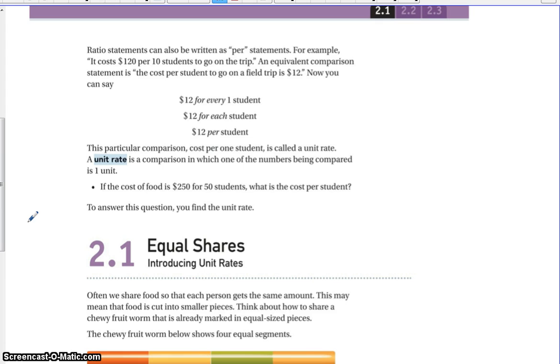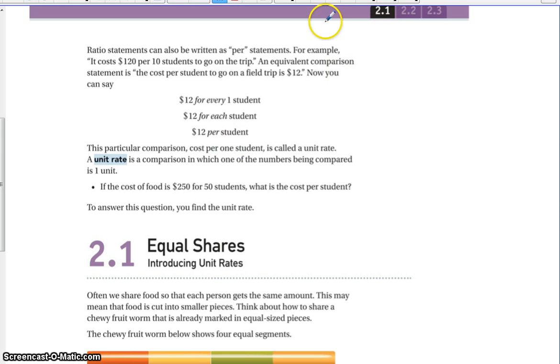Okay, ratio statements can also be written as per statements. For example, it costs $120 per 10 students to go on the trip. An equivalent comparison statement is the cost per student to go on the field trip is $12. Now we can say 12 for every one, 12 for each, or 12 per.